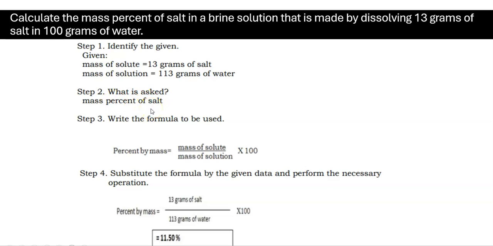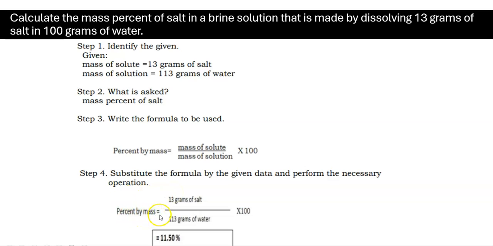That's step 2. For step 3, we're going to write the formula to be used. So percent by mass is equal to mass of solute divided by mass of solution times 100. For step 4, let's substitute the given data into the formula and perform the necessary operation.